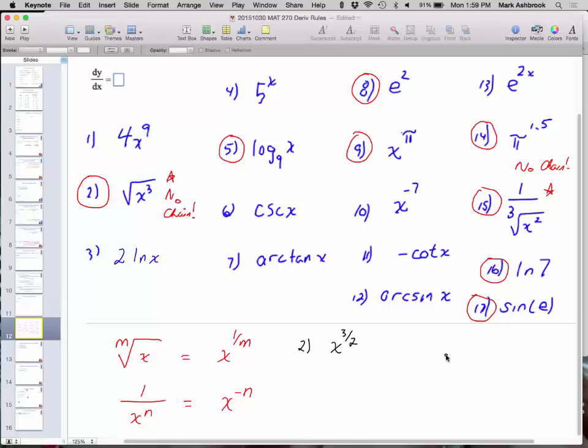Do you see, that's not the rate of change function. That is the same. That's the original function. So now we're ready to apply the power rule to get the rate of change, which is? Answer.